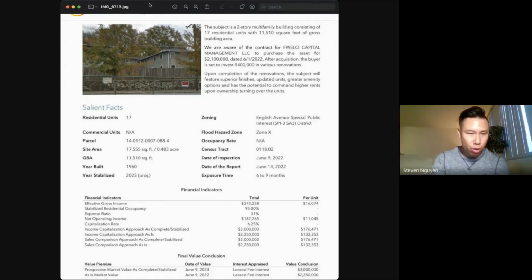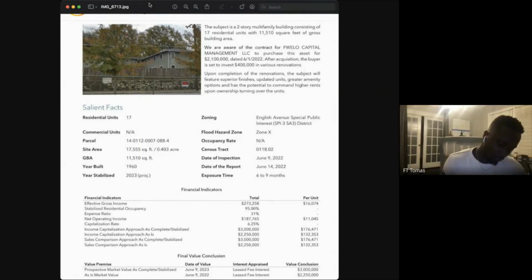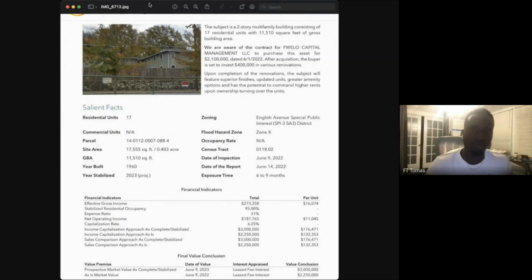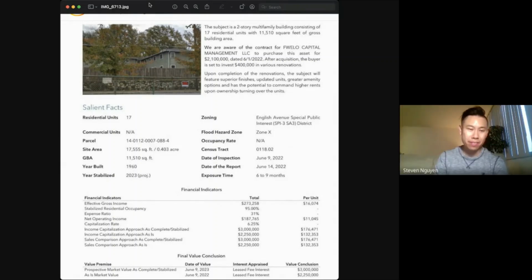So the gross income was 273K, right? Let's cut that in half. So you have 136K of annual income, right? Now let's divide that by 12 to find the monthly income. So now, guess what? Your net operating income after the expense is 11K a month. But guess what your mortgage is? 11,000. So you break even, right? So that's usually most deals.